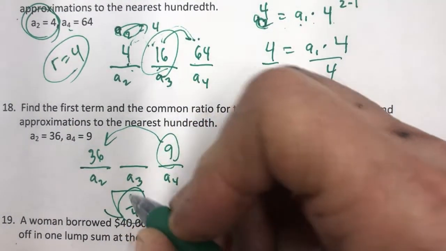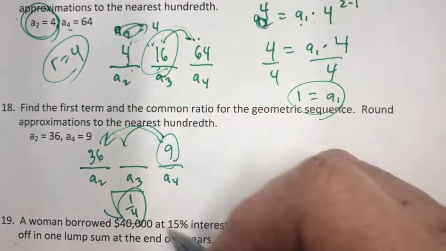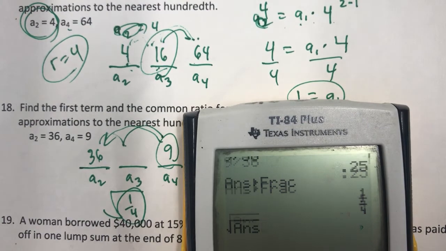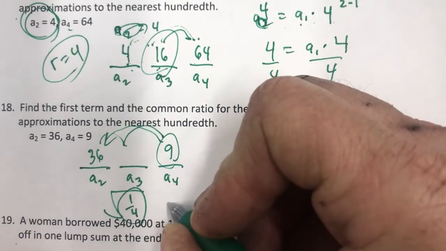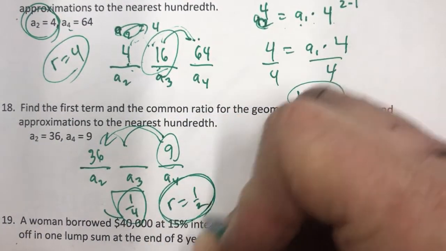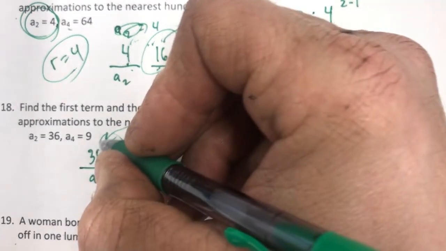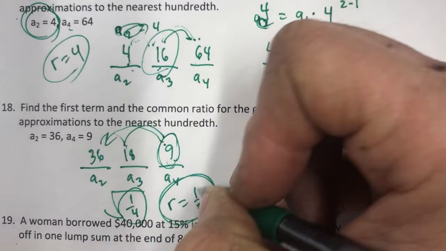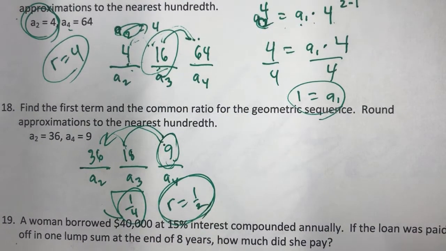Now do the square root of that. Since this multiplies twice here, I do the square root of 1/4. So I do the square root of that answer, and I get 1/2. So there's my r. So 36 times 1/2 is 18. 18 times 1/2 is 9. So yes, this is correct. Okay, so there's my common ratio.